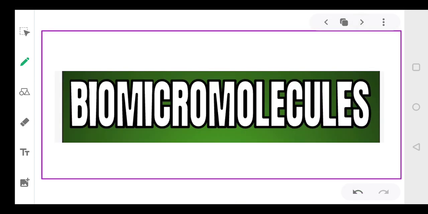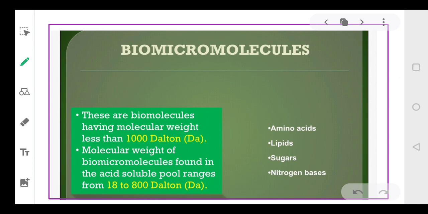Now coming to the biomicromolecules. Just a few seconds before we were talking about micromolecules and macromolecules. Micromolecules, I hope you remember, are the molecules that have molecular mass less than 1000 Dalton. Ye wo molecules hain jinka mass 1000 Dalton se kam hota hai. And they are always present in the filtrate, or the acid soluble part. Generally, their mass lies between 18 to 800 Daltons. Generally inka mass 18 se 800 Dalton ke beech mein hota hai.